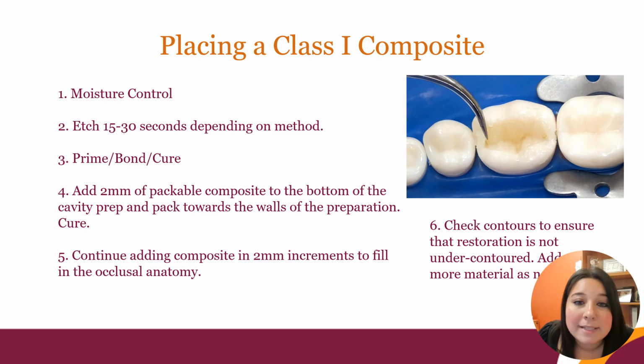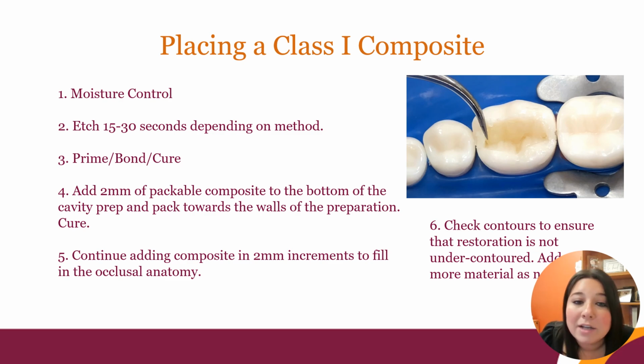So, steps for placing a composite restoration. First, we want to make sure that we have proper moisture control. We're properly isolating before the restoration is started. Next, we want to etch for 15 to 30 seconds, depending on what etchant method you are using. Next, we will prime and bond according to manufacturer's instructions. Steps 2 and 3 can also be combined if a universal etch, prime, and bond adhesive is being used.